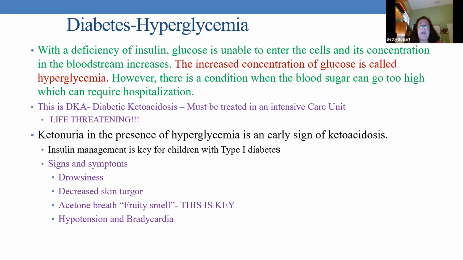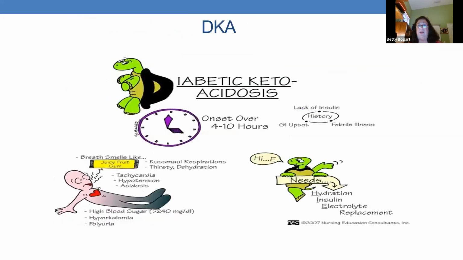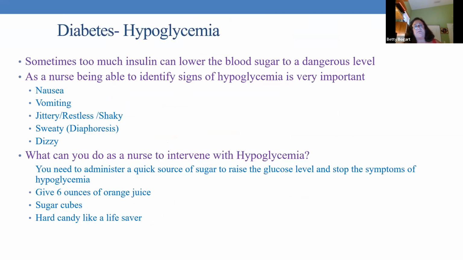How do we treat DKA? Well, we're going to give fluids and regular insulin, aren't we? So again, there it is in the bottom. You need hydration, insulin, and then electrolytes as we get those levels back. So hyperglycemia, DKA, there are differences in it.